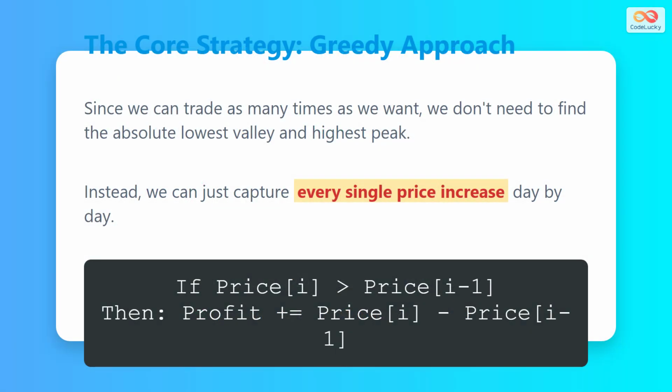This leads us to a greedy strategy. We don't need to complicate things by trying to find the absolute lowest valley and the absolute highest peak across the entire week. We just need to capture every single daily increase. If the price tomorrow is higher than today, we buy today and sell tomorrow.